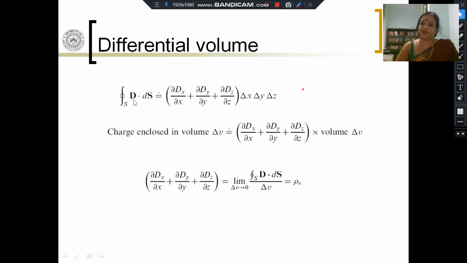So this integral D dot dS is equal to the charge enclosed. The charge enclosed in volume delta v is equal to this quantity into volume delta v. The total charge enclosed in volume delta v would be the volume integral of the charge density rho v, so integral rho v dv. Therefore, this quantity within brackets is equal to the surface integral divided by delta v in the limit delta v tending to 0, which would be equal to the volume charge density rho v, because charge enclosed divided by volume is rho v in the limit delta v tending to 0.